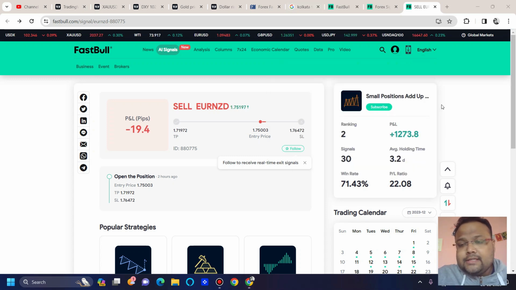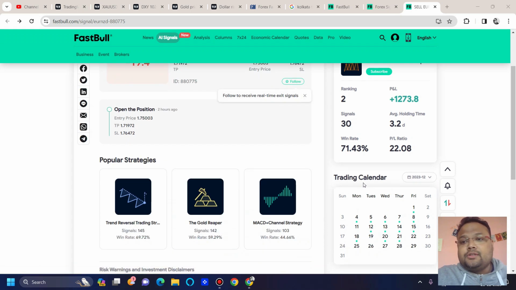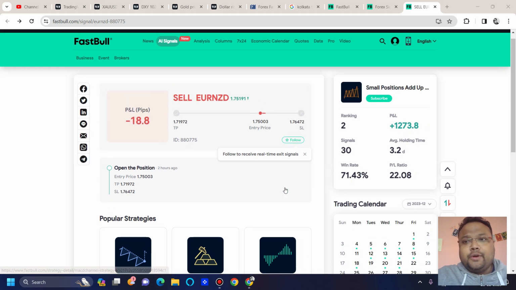On the right hand side, you can see who has given the signal. Small Positions Add Up, and their ranking is 2. Profit and loss, you can see plus 1273 pips, which is quite decent. How many signals? 30 signals. Average holding time is 3.2 days. Win rate is 71.43%. And you can also see a trading calendar just below it.